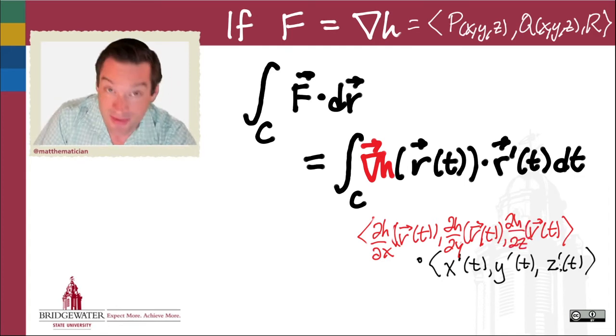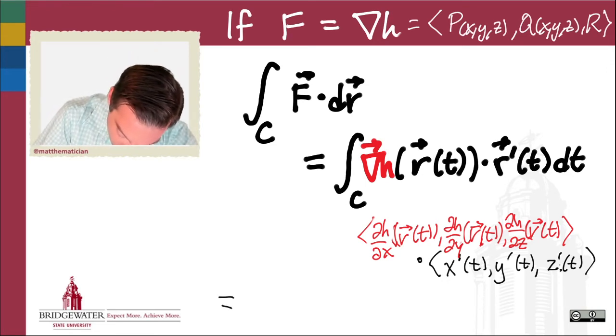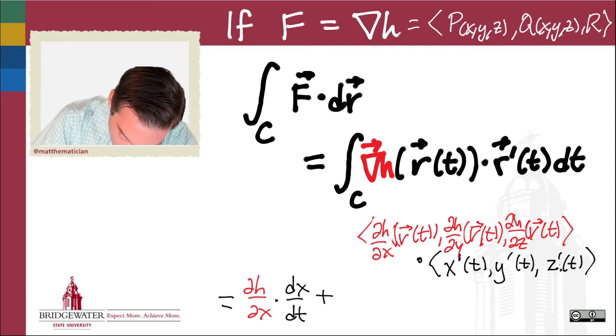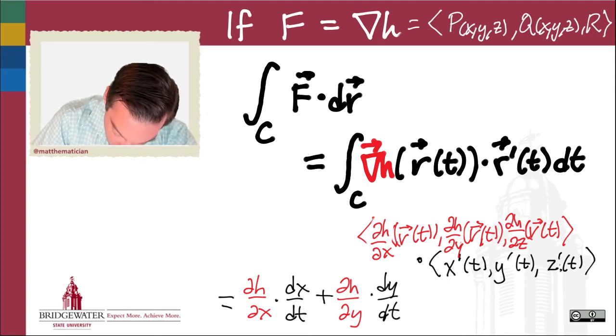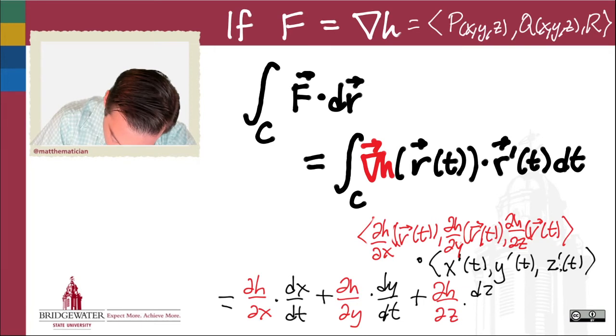And when I take this dot product, what I end up getting is the sum of the products. I'm going to have the partial of h with respect to x, times x prime of t, which I'll call dx/dt, plus the partial of h with respect to y, times the derivative of y with respect to t, dy/dt, and then the third term is the partial of h with respect to z, times the derivative of z with respect to t, dz/dt. That's an ordinary derivative.